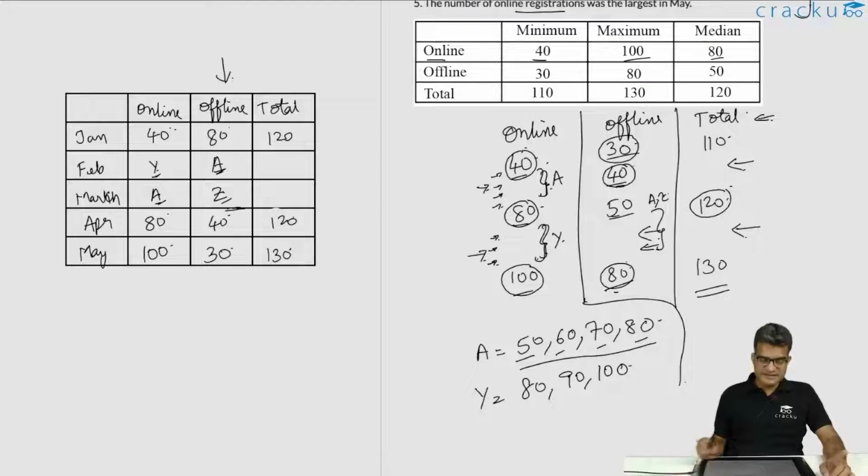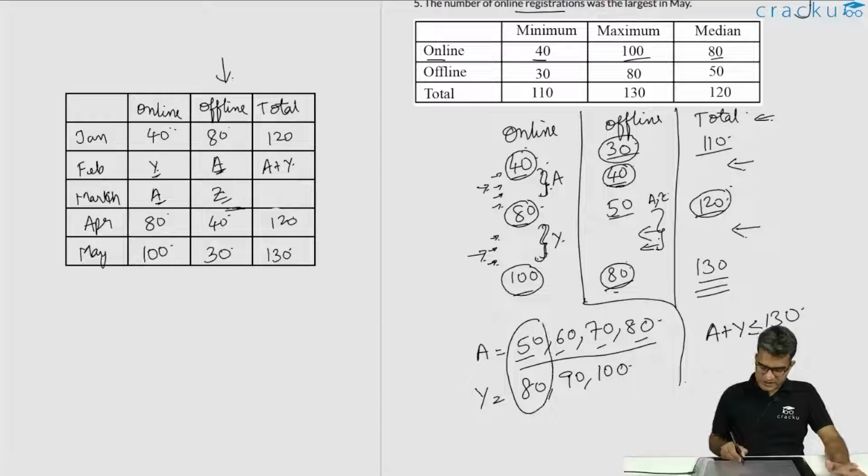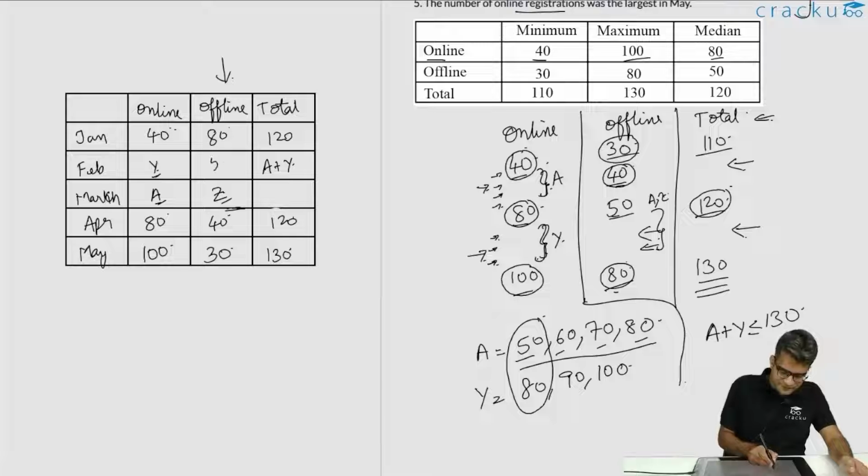But one thing that you have to remember is A plus Y is the total for February. Now A plus Y is definitely less than or equal to 130 because the total is either 110 or 120 or 130. The smallest possible value of A plus Y will be if A is the minimum possible, which is 50, and Y is the minimum possible, which is 80. So A will be 50, Y will be 80, this also is 50, and 80 plus 50 is 130.